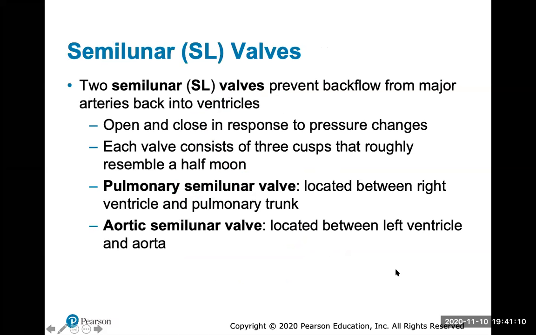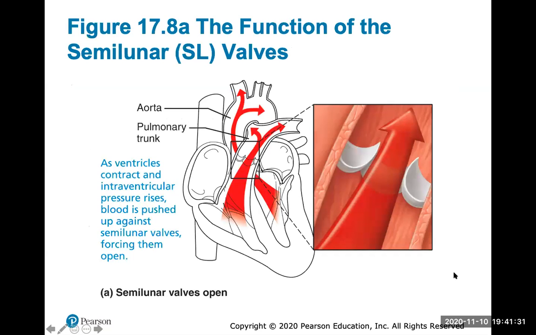The semilunar valves then prevent backflow from the major arteries back into the ventricles. They will open and close in response to pressure changes. Each valve consists of three cusps that roughly resemble a half moon. The pulmonary semilunar valve is located between the right ventricle and the pulmonary trunk, and the aortic semilunar valve is located between your left ventricle and the aorta.